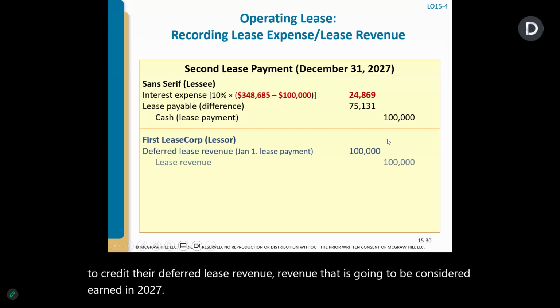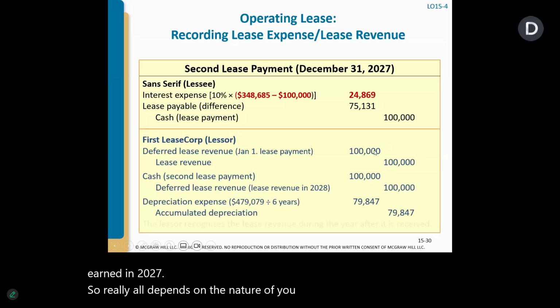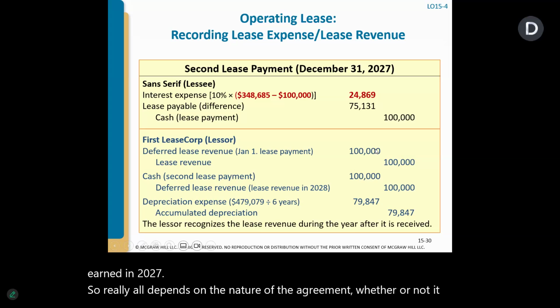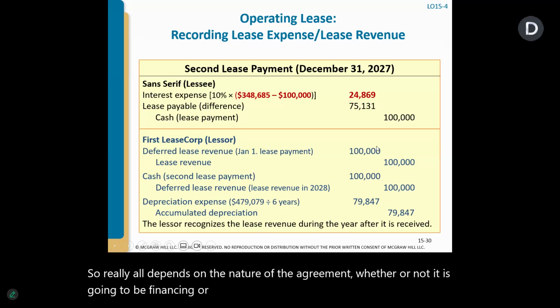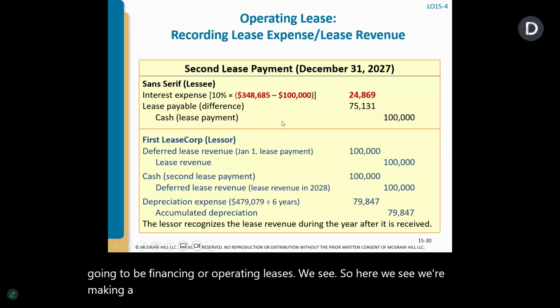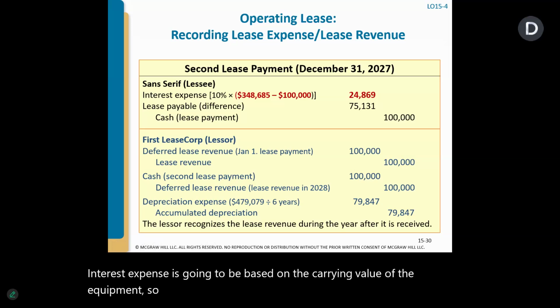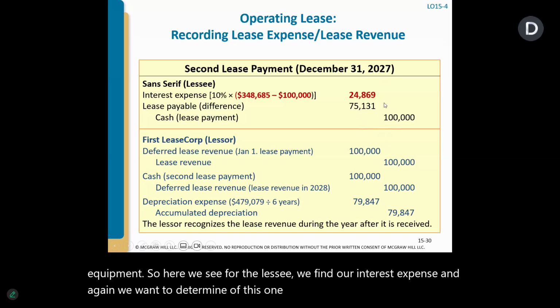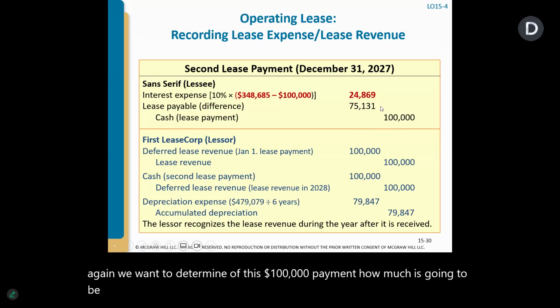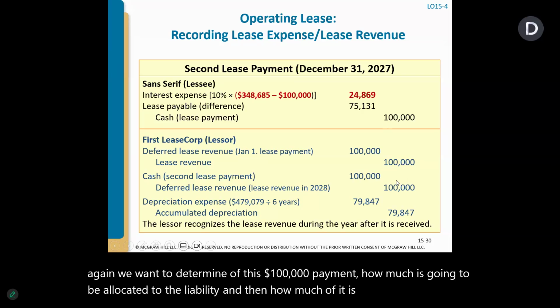So it really all depends on the nature of the agreement, whether it is going to be a financing or operating lease. So here we see we're making the interest payment, and we know that the interest expense is going to be based on the carrying value of the equipment. So here for the lessee, we find our interest expense. And again, we want to determine of this $100,000 payment, how much is going to be allocated to the liability, and then how much of it is going to be allocated to the expense.